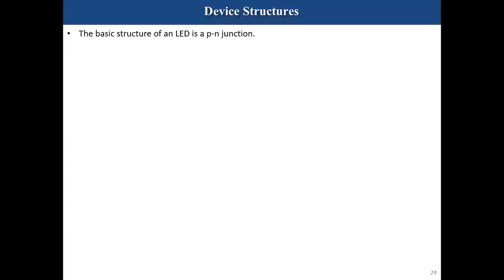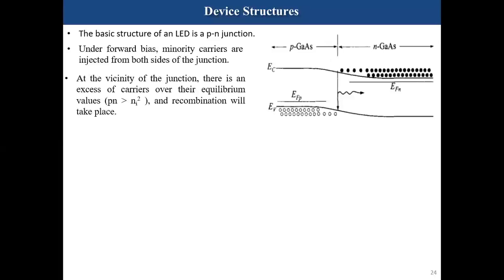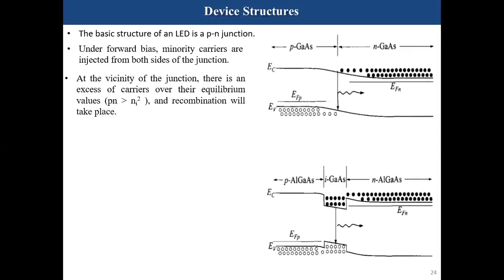If you think about the device structure, basically it's a PN junction. So if you think about a gallium arsenide PN type in forward bias, minority carriers are injected from both sides of the junction. At the vicinity of the junction, there is an excess of carriers over the equilibrium value, and they recombine with one another.